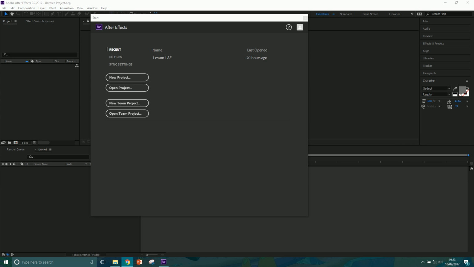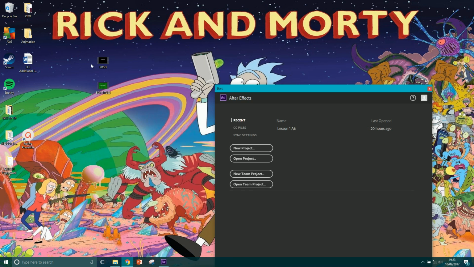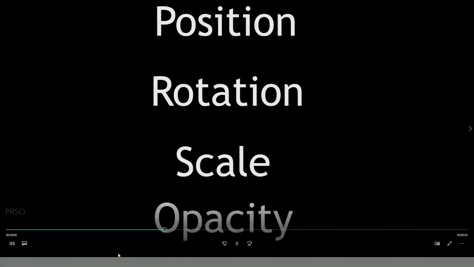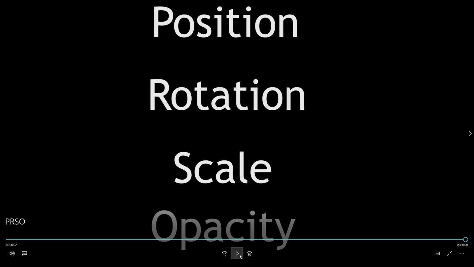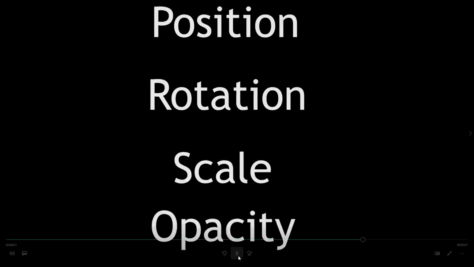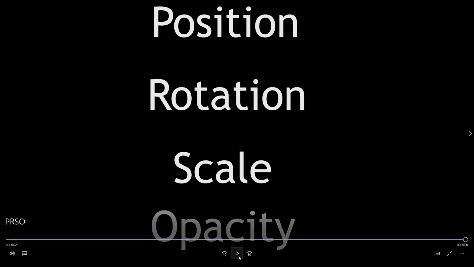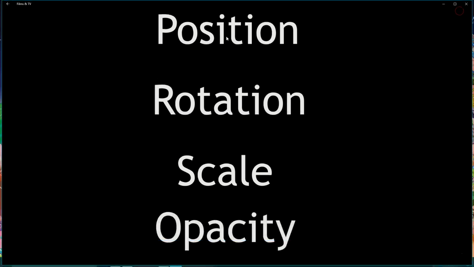So, okay, today we're going to do a very, very simple intro to After Effects. We're going to be making the following animations. We're going to look at very, very simple keyframe animation. So if this plays, give it a play. We're going to be looking at position, which you can see at the top, and then rotation, scale, and also opacity.